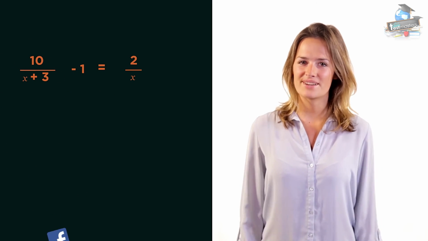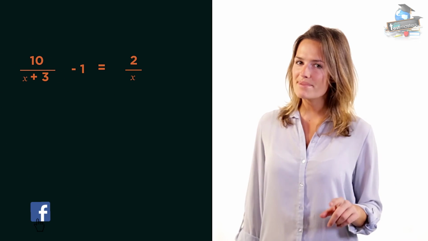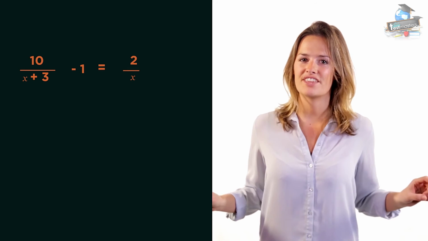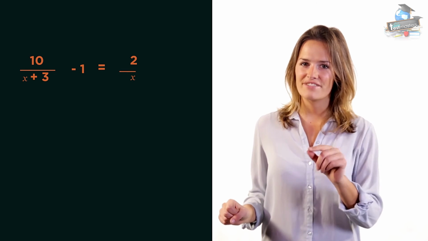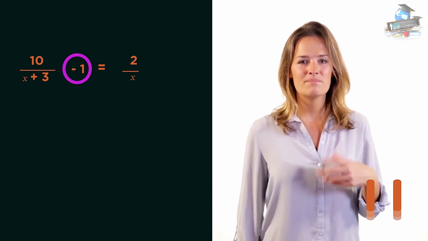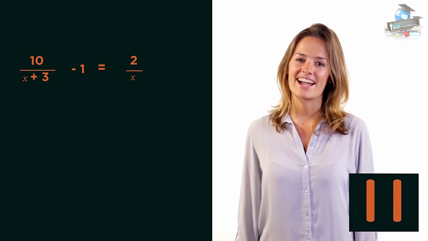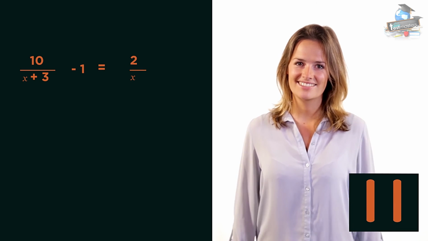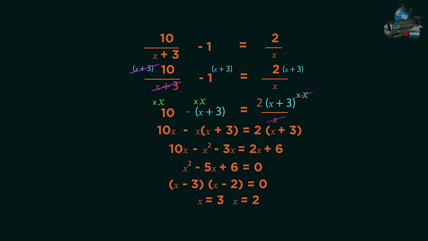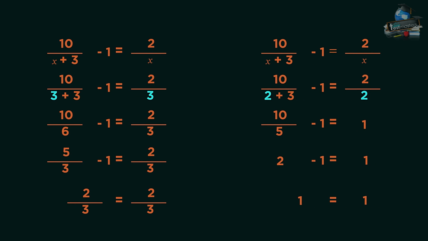So here's one last question for you to do. Remember how I said you must multiply everything by the denominators? Don't forget the negative 1. Pause the video, solve for x and click play when you're ready to check. Did you get x is 3 and x is 2? And did you double check your answers by substituting them into the original question?